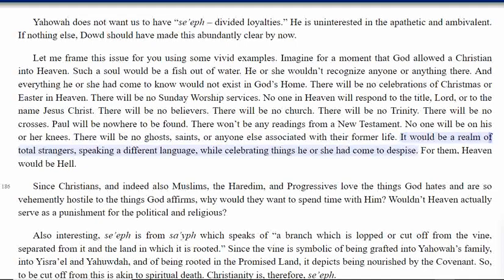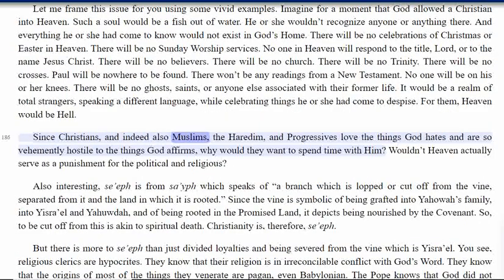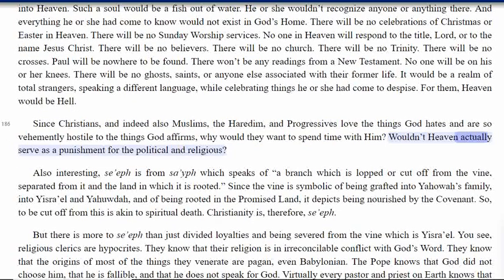It would be a realm of total strangers, speaking a different language, while celebrating things he or she had come to despise. For them, heaven would be hell. Since Christians, and indeed also Muslims, the Haredim, and progressives love the things God hates and are so vehemently hostile to the things God affirms, why would they want to spend time with him? Wouldn't heaven actually serve as a punishment for the political and religious?